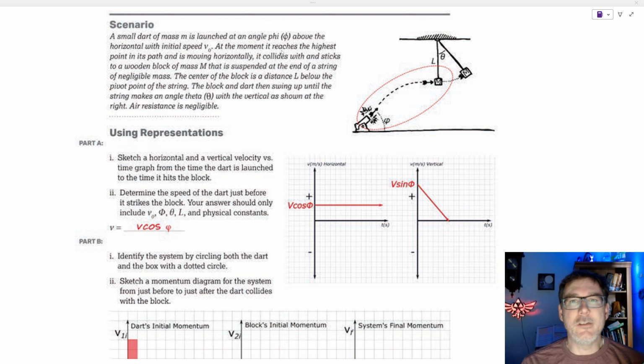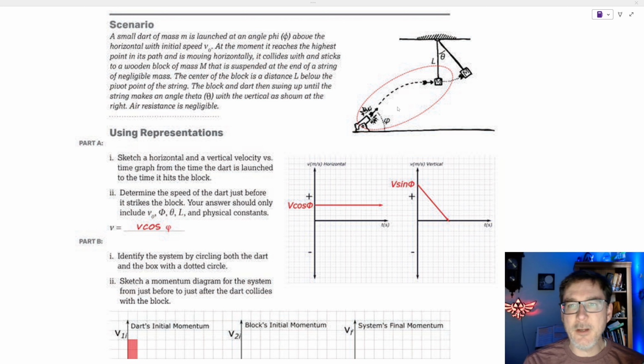At the moment it reaches the highest point in its path and is moving horizontally, it collides with and sticks to a wooden block of mass capital M that is suspended at the end of a string of negligible mass. Obviously, it just means that the mass of the string doesn't matter. We can neglect it. The center of the block is a distance L below the pivot point of the string. The block and the dart then swing up until the string makes an angle of theta with the vertical as shown at the right. We're going to ignore air resistance.